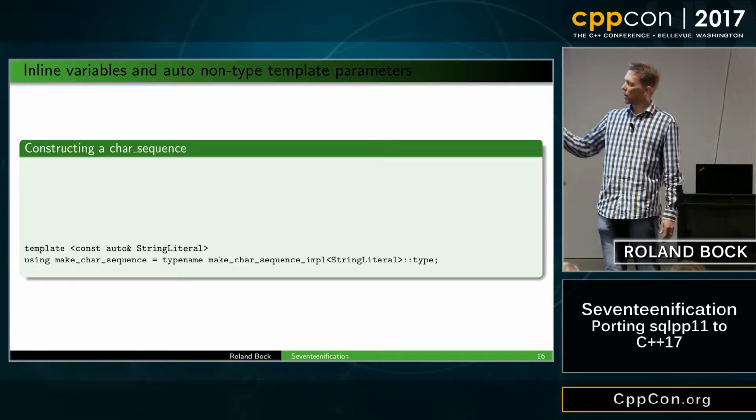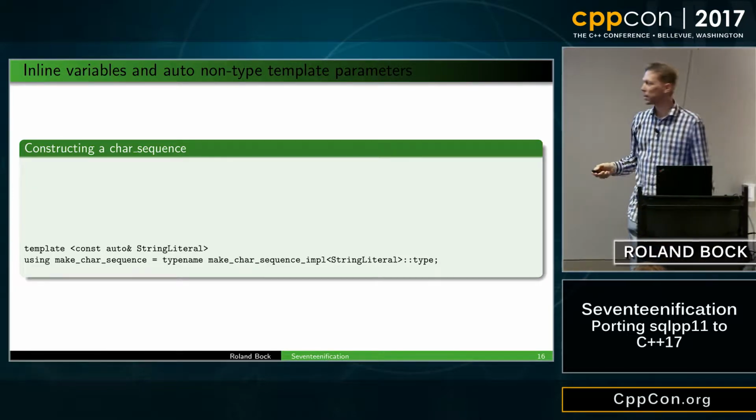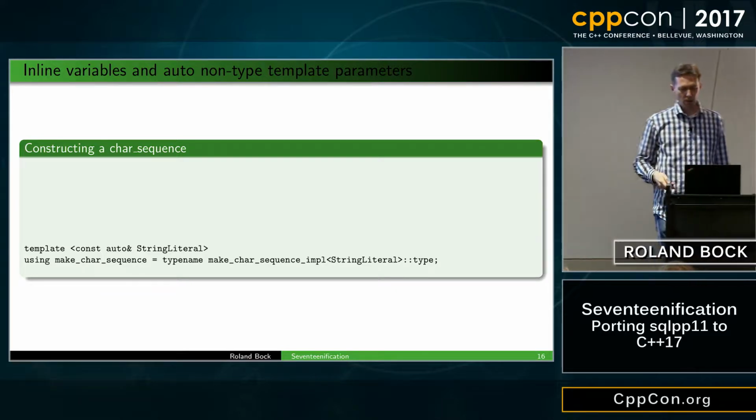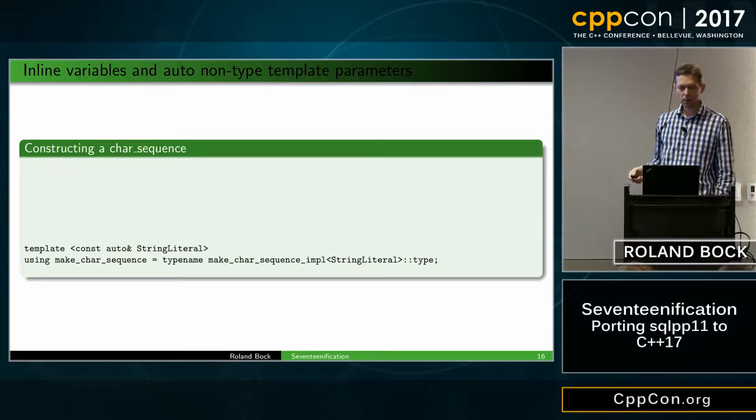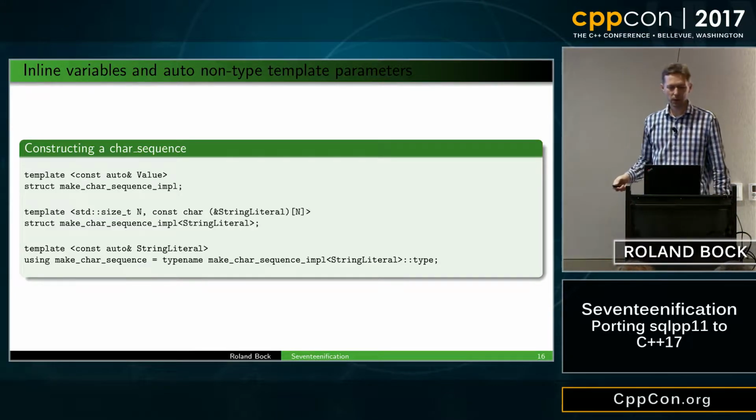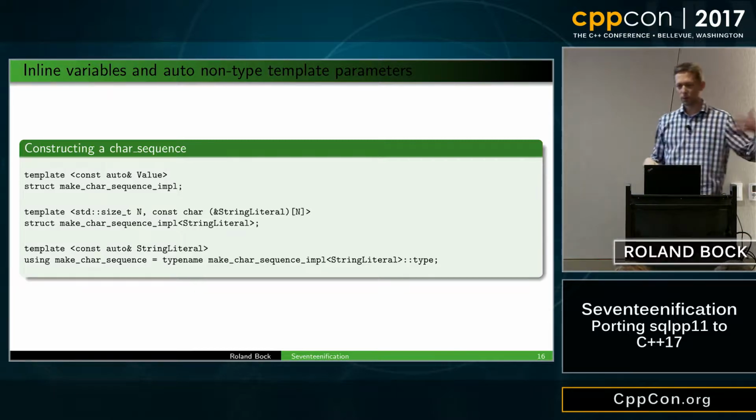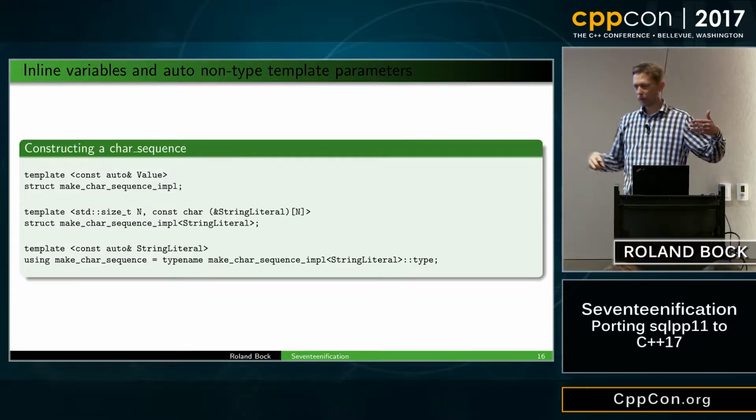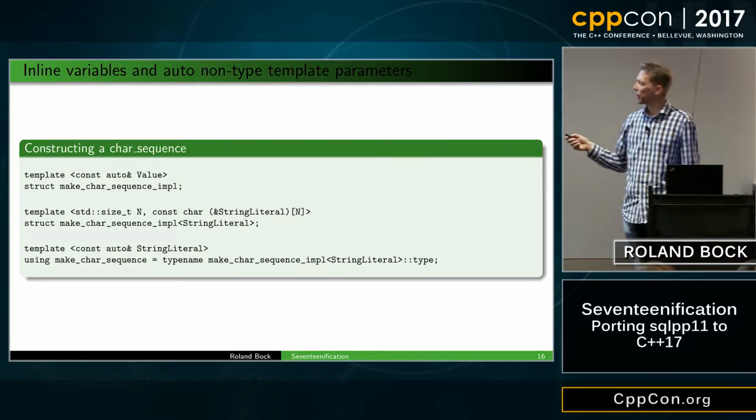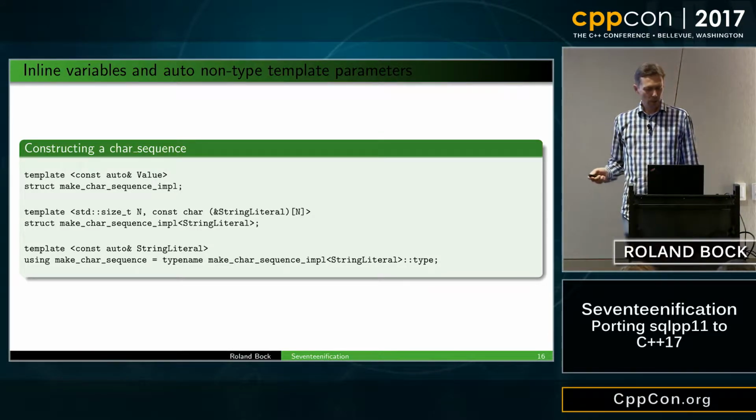This is neat in the sense that I don't have to pass the length anymore to this template. So this make character sequence now just gets the character array and, well, we'll do something with it. Behind the scenes, it does still the same thing. So you have a character sequence impl that is specialized then for a character array of a given length. You don't get around that, but then, well, after that, the same machinery continues to work.